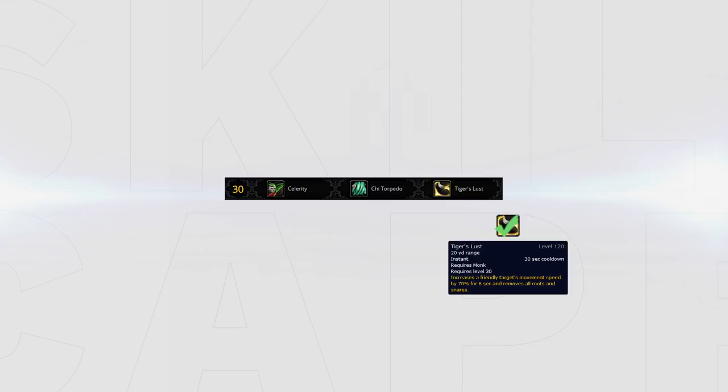For those situations when there aren't roots to deal with or needing to help your partner's kite, then Celerity can be a good choice. It provides you with extra self-mobility, which can be very strong against certain classes.